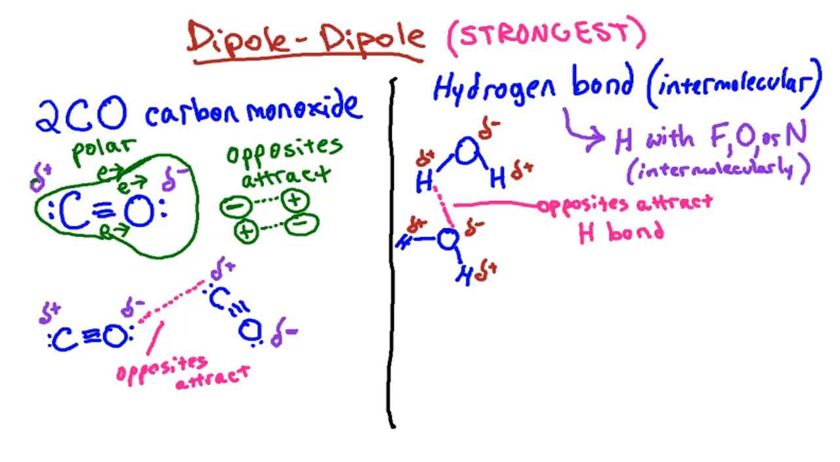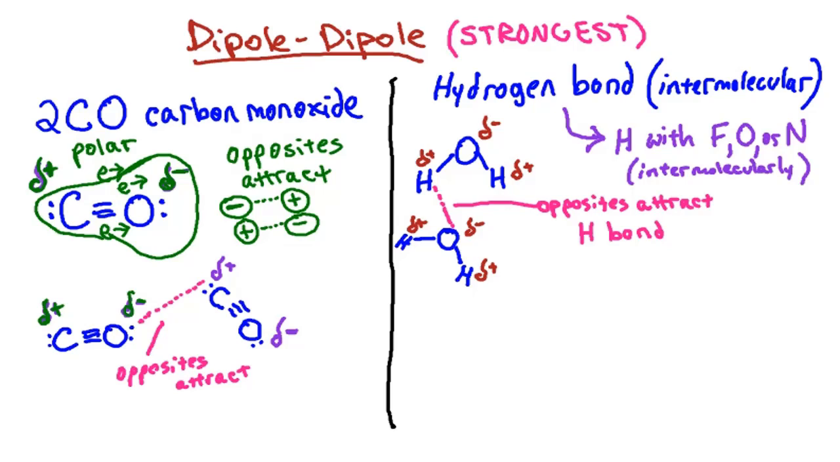And remember, the carbon end is going to have this little fancy lowercase d, for lowercase delta, with a plus on it to say that the carbon end of this molecule is partially positive, and the oxygen end of this molecule is partially negative. So if you take two of these molecules, two carbon monoxide molecules, you have the carbon with the partially positive end, and then the oxygen has the partially negative end.